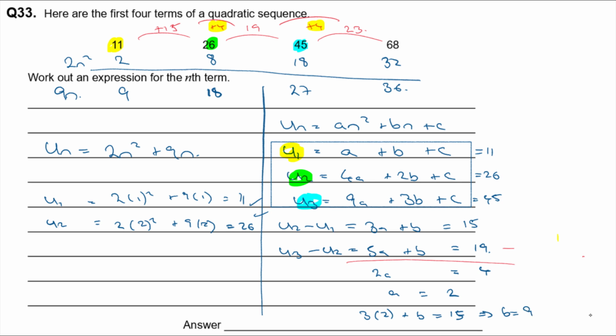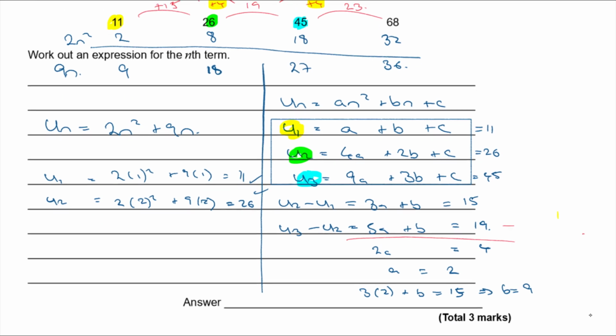And then subbing 2 and 9 back into u1, I've got a plus b plus c is 11. So 2 plus 9 plus c is 11. Well, that means c is equal to 0. Okay, so then subbing those 3 values back into our original equation, an squared plus bn plus c for the nth term, I know that a is 2, b is 9, c is 0. So that gives me the nth term, 2n squared plus 9n plus 0. So you see I get the same result.